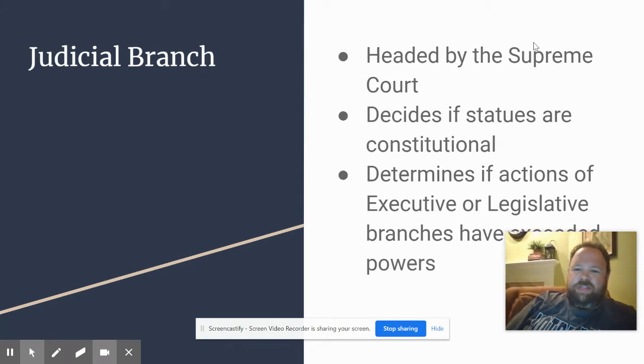The judicial branch is headed by the Supreme Court. They decide if statutes are constitutional, and they determine if actions by either the executive or legislative branch have exceeded their powers.